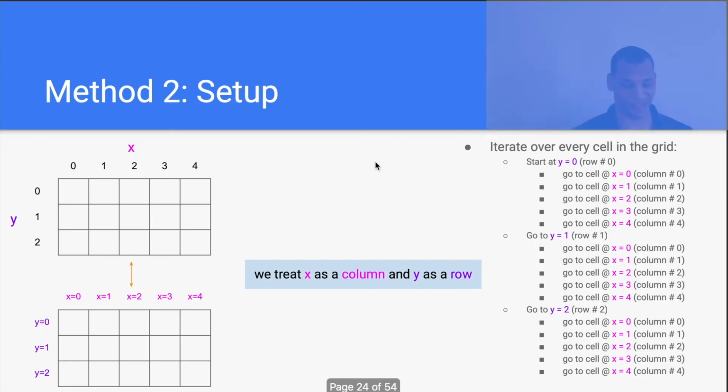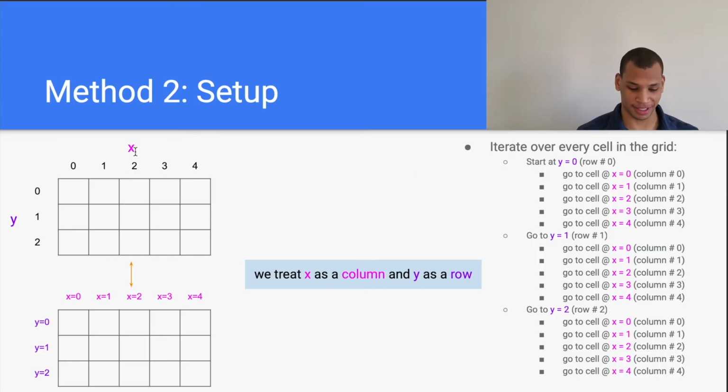And now for method 2. Okay, so we have this grid over here. We see our x and we see our y. Another way to look at it is the following. So we have x is equal to 0, x is equal to 1, x is equal to 2, x is equal to 3, x is equal to 4. You guys get it. And now over here for y is equal to 0, y is equal to 1, and y is equal to 2.